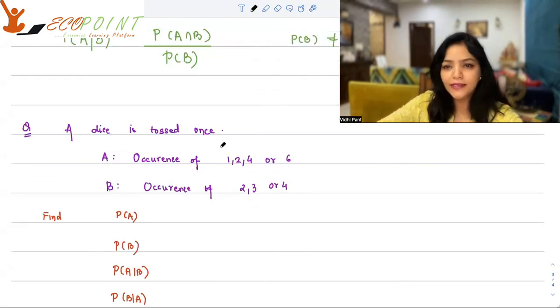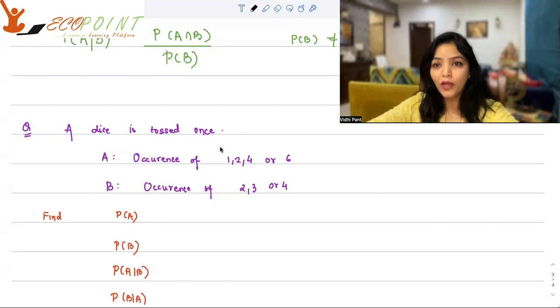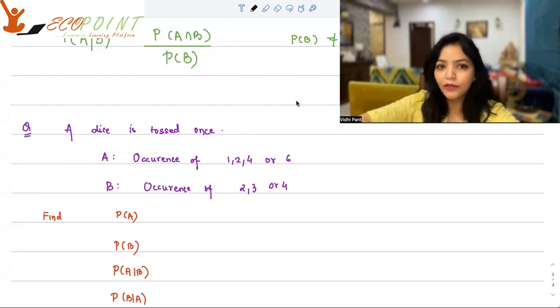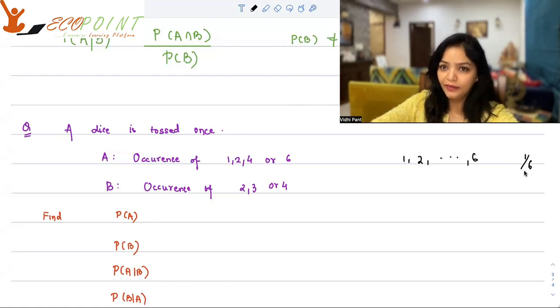A very quick and simple example. A dice is tossed once. Suppose A is an event of occurrence of 1, 2, 4, or 6. If a dice is tossed once, that means your outcome could be 1, 2, 3, 4, 5 till 6. Anything could be your outcome. And each of these outcomes are coming with probability 1 by 6. Why? Because it's just one value out of the 6 values that can occur. Okay. Now, B is the outcome of occurrence of 2, 3, or 4.